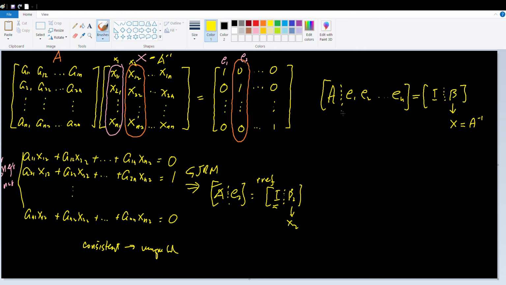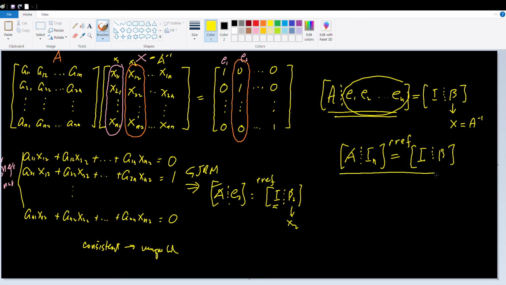So in other words, this appended matrix can be written in the form A, and E1 up to En is none other than the identity matrix In. So we perform elementary row operations in order to transform this into reduced row echelon form in the form I B. All right? So this will allow us to determine the elements of the inverse matrix. So let us summarize this.